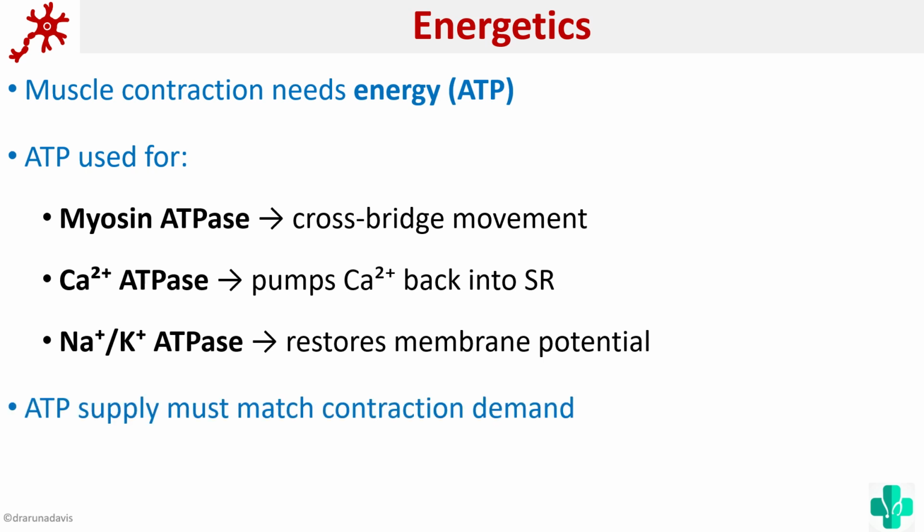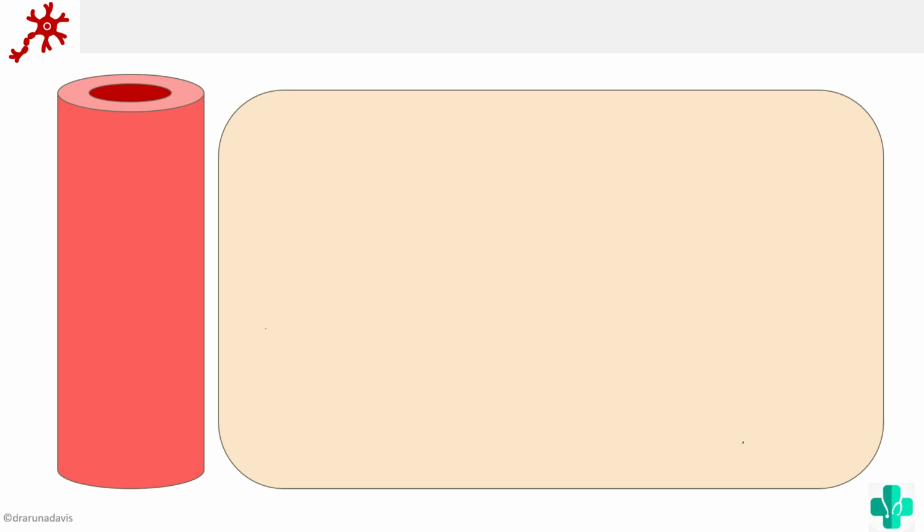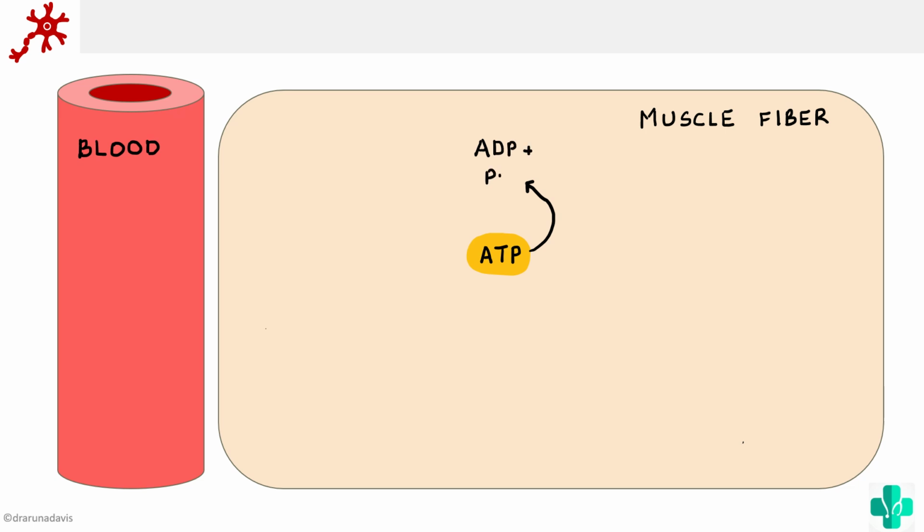So now how does the muscle get the ATP required for muscle contraction? I'll explain it diagrammatically. Suppose this is the muscle fiber and this is the blood. First of all, the muscle fiber may have stored ATP. Even though it is very little, initially it utilizes the stored ATP for the functioning of the different pumps like the myosin ATPase, calcium ATPase, sodium potassium ATPase and all. But the role of stored ATP is very small.